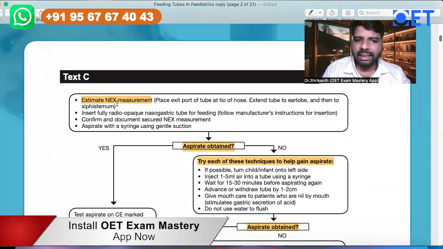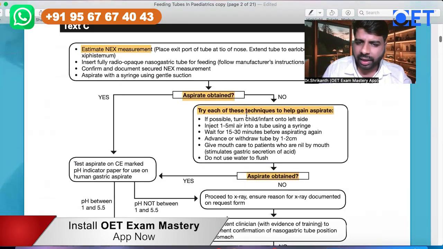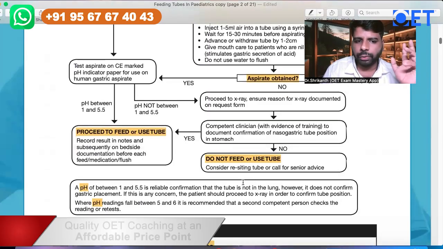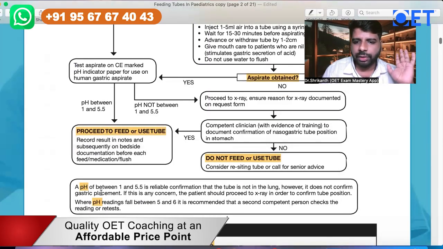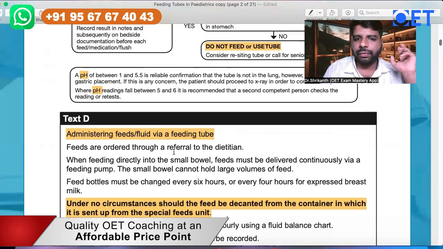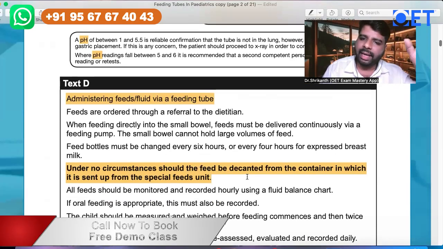And then we have text C, which is a flow chart. Something about aspirate is mentioned. Something about try each of these techniques to help gain aspirate. Proceed to feed or use tube. Do not feed or use tube. Something related to pH is mentioned over here. And then we have text D, administering foods and fluids via feeding tube, and a warning: under no circumstance should the feed be decanted from the container in which it is sent up.